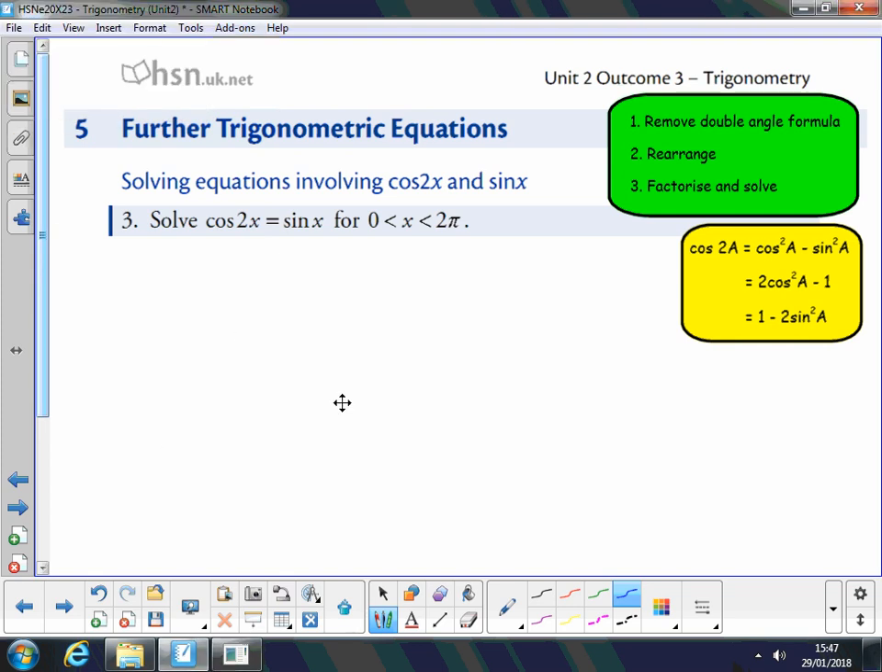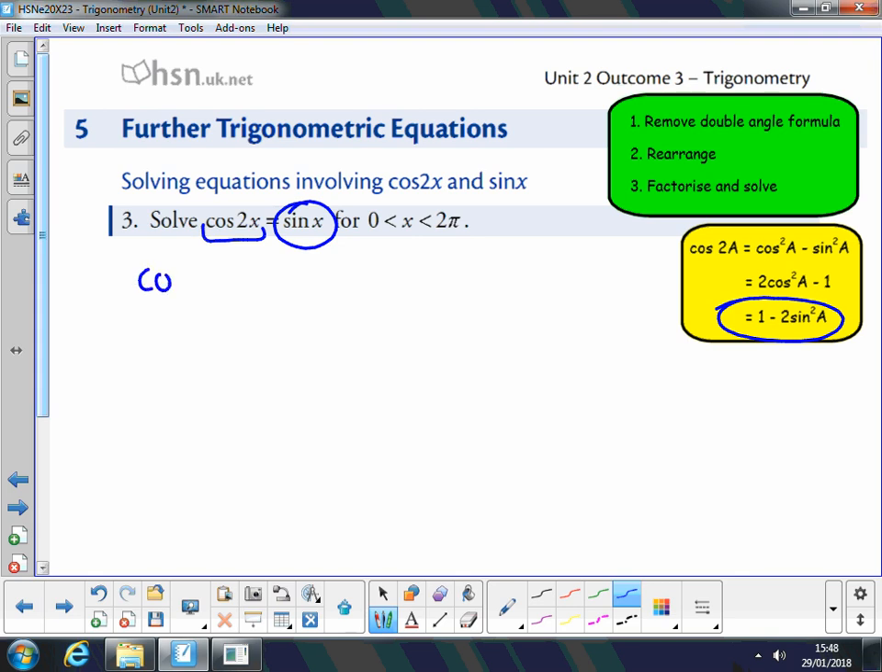So, welcome back. Now we're going on to the next example in your notes, example number 3. We're going to solve cos 2x equals sin x. Like I said before, you have to see what you're going to substitute in for cos 2x. You look at your equation, what else is there. This time it's sin x, which means you go for the substitution or the expansion that only involves sin x, which is 1 take 2 sin squared x.